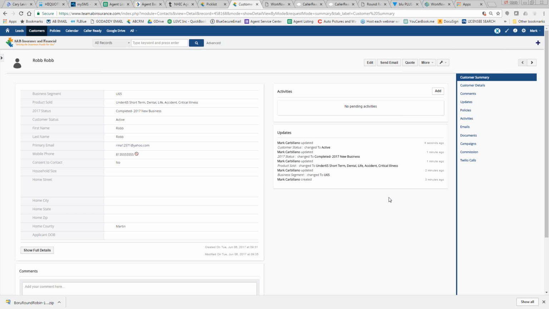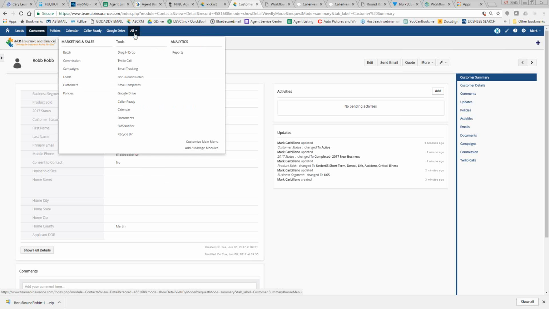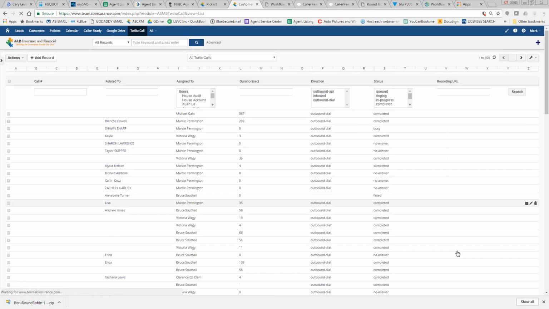If you are getting a caller ready call and there is no one on the other end, you need to send an email to Rob Anderson and to Eddie with the phone number of the call-in so we could address it.